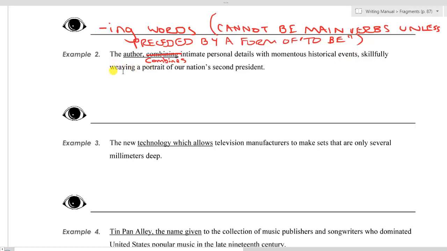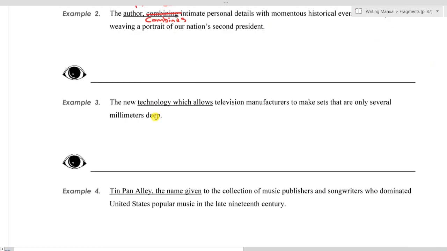Some students do note that you can change this weaving to a main verb as well. The author, combining intimate personal details, skillfully weaves a portrait. You can do that, but the portion of the sentence that is underlined is here at the beginning, and so that's where we should make our change in this case.